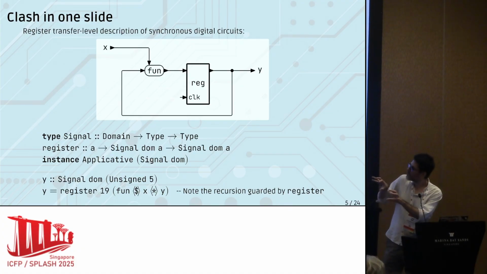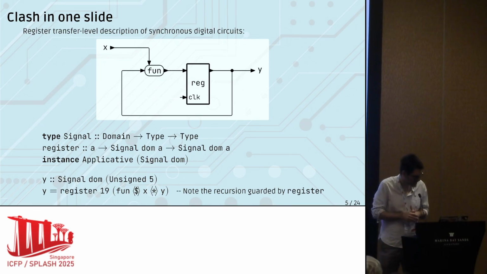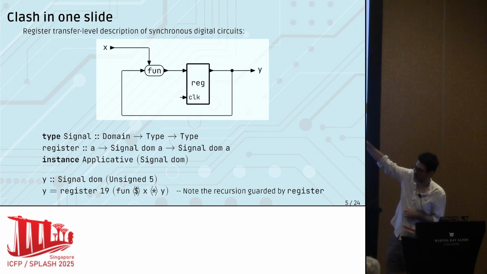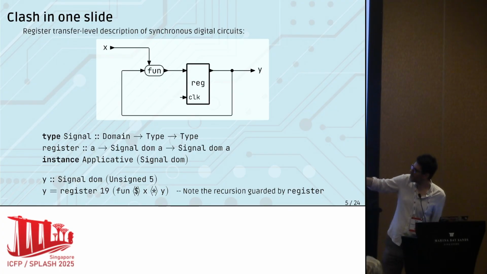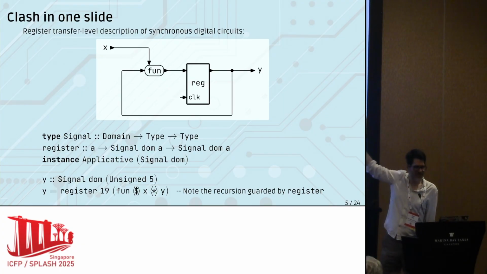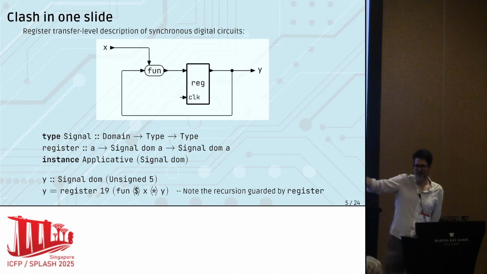And to be able to connect these registers, it's an applicative functor. So that means that the pure parts, the combinational parts of your circuit, can be described as pure, and the connections themselves become applications. So as an example, like this network we see here, we can describe it by saying that y is equal to a register that starts at some value, let's say 19, and then it's updated in every cycle to the result of applying fun, which would be some pure function, on x, which is some input from the rest of the circuit, and y is the thing we're defining.